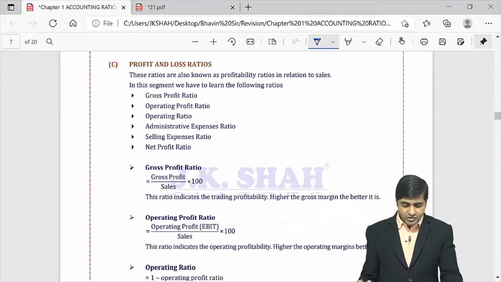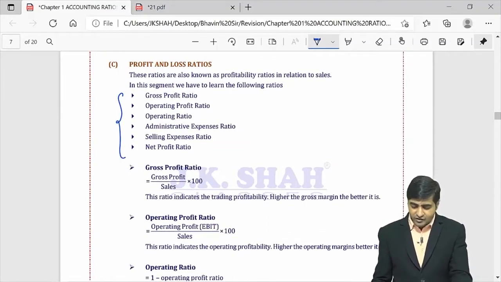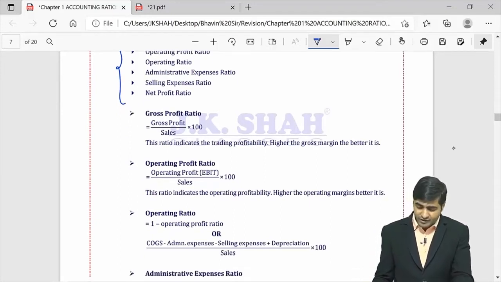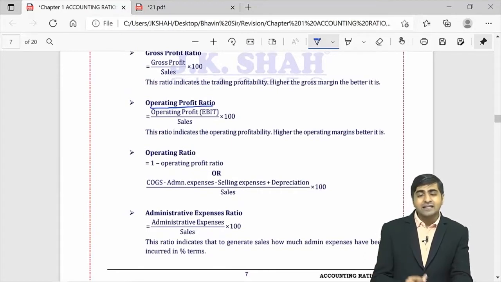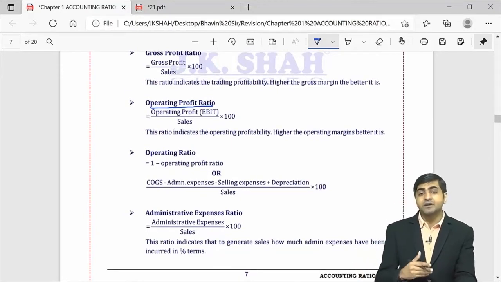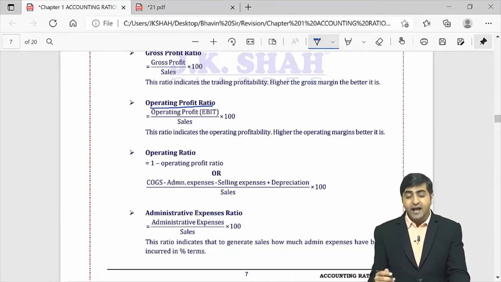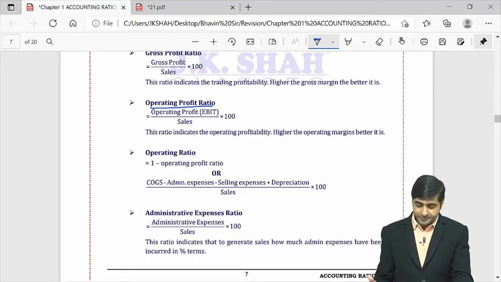Now my dear students, let us talk about profit and loss ratios. In these ratios, your first ratio, and these are very simple ratios: gross profit ratio, GP upon sales into 100, then operating profit ratio. All the incomes and expenses before your interest will be treated as operating in nature, so we'll be taking EBIT upon sales into 100. And guys, the higher this operating profit ratio, the higher the profitability.